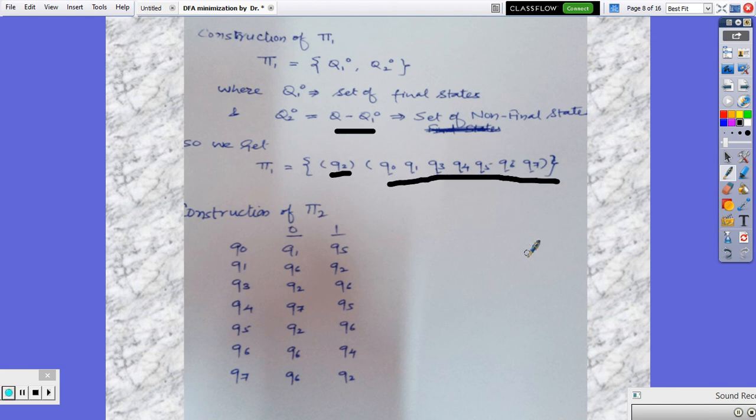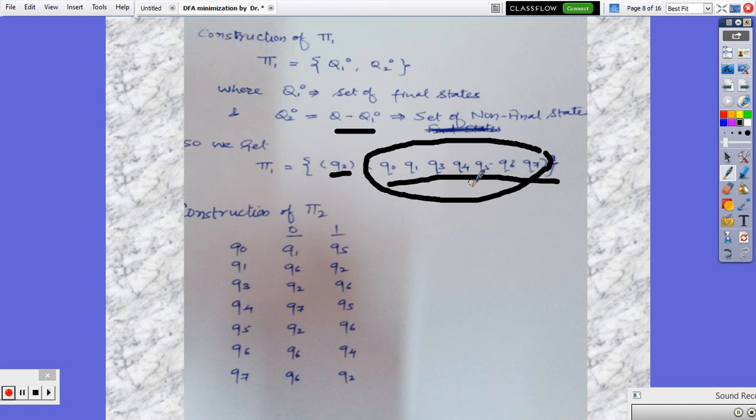Now in the next step, my objective is to identify whether this set can be further split or not. If it is possible to further split this set on the basis of equivalence, we can split it. If it is not possible, then we can say that we have arrived at the minimized DFA. Now, how to do it?